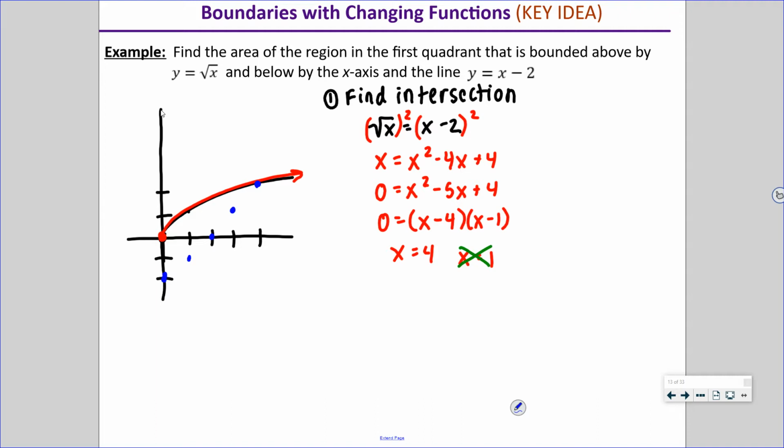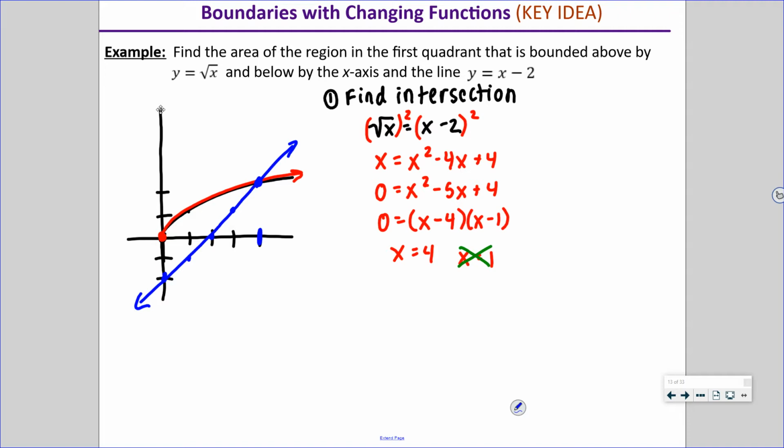We just did this too. Even in pre-calc, when you're solving that trig equation, sometimes you have to square both sides and check for extraneous solutions. But all right, so we know they should intersect when x is 4, right here. So my graph makes sense.